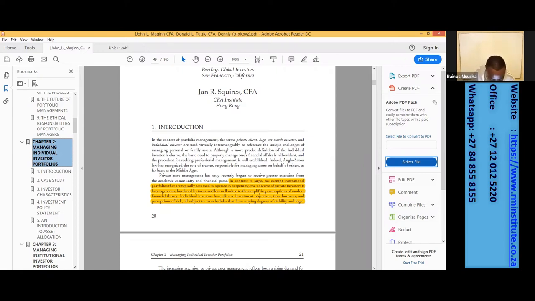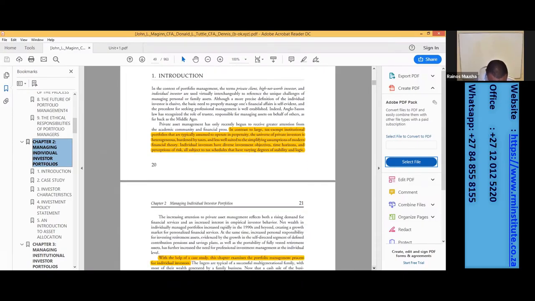Then it's less well suited to the simplifying assumptions of modern financial theory, mainly because of the high customization needed to prepare for the needs of the different investors. It's difficult to have a particular financial theory that can explain all these different investors because of their different and unique circumstances as well. So they say individual investors have diverse investment objectives, time horizons, and perceptions of risk, all subject to tax schedules that have varying degrees of stability and logic.